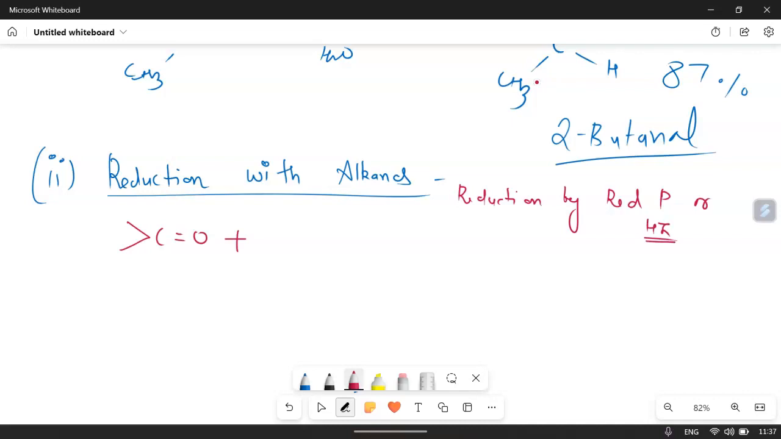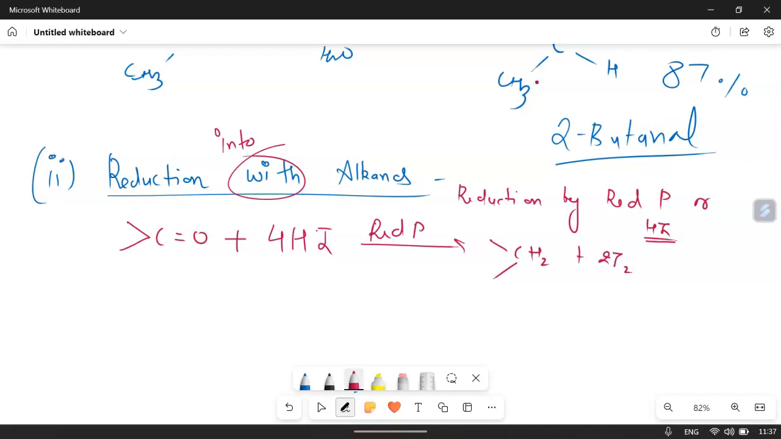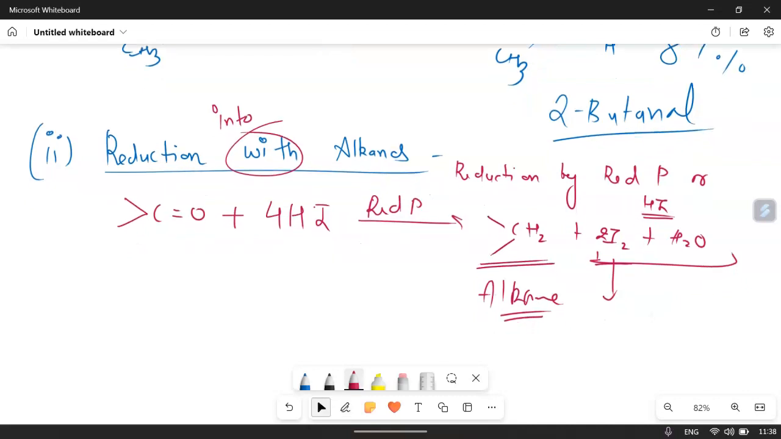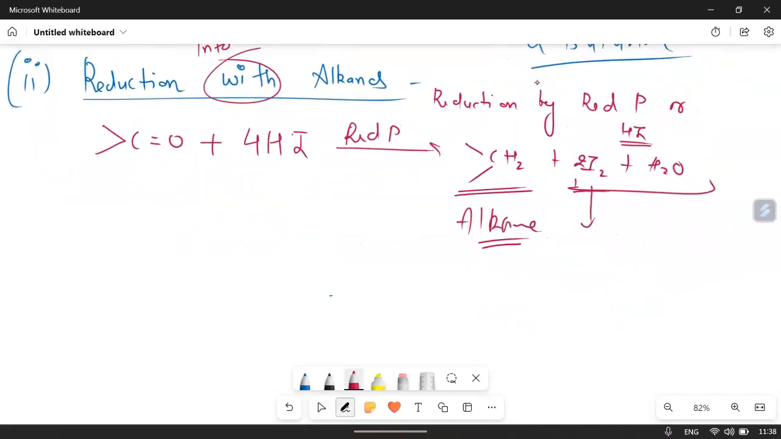So instead of C=O, we will change it into alkane. So 4HI, that will reduce this compound in the presence of red phosphorus, plus 2I2 plus H2O. So this will be your alkane, and you have to remember these products also. I2 is released and the alkane will be formed. Okay, very easy reaction. In the presence of HI and red phosphorus, it will reduce to alkane.